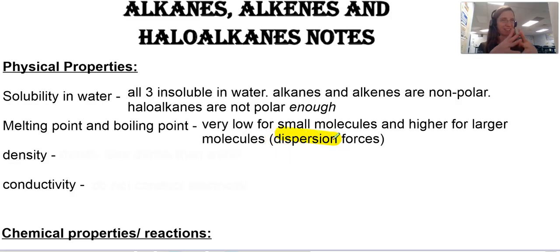So again, there's this link with Unit 3, where we learned about dispersion forces and dipole-dipole. Haloalkanes, if they're polar, might have dipole-dipole, but dipole-dipole is not very strong. And none of them would have hydrogen bonding with just these three groups. So they have very low melting points and boiling points. But as size increases, dispersion forces increase, and so the melting point and boiling point will increase as well.